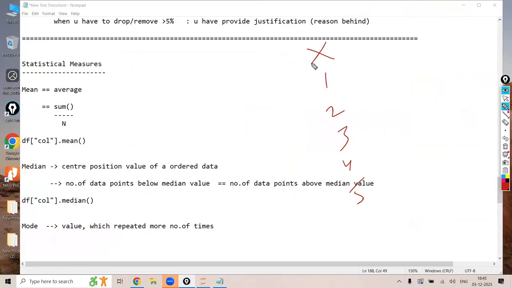A data can consist of one mode. A data can consist of two modes. A data can consist of multiple modes. Multiple, even infinite modes are possible, which we call multimodal.